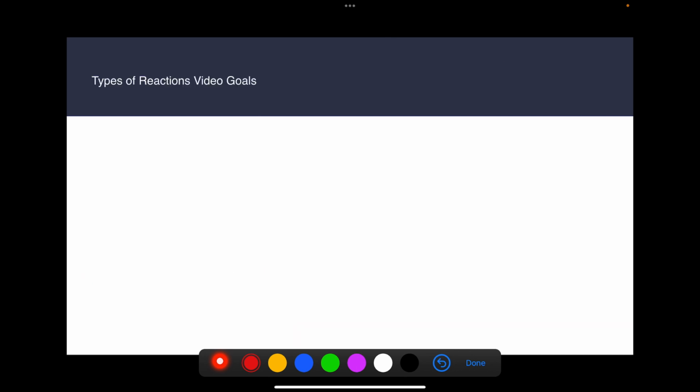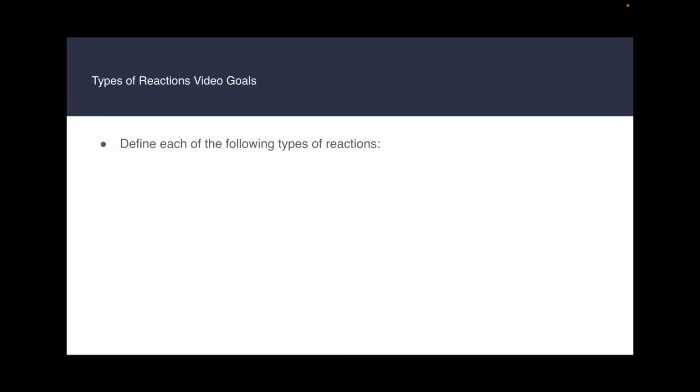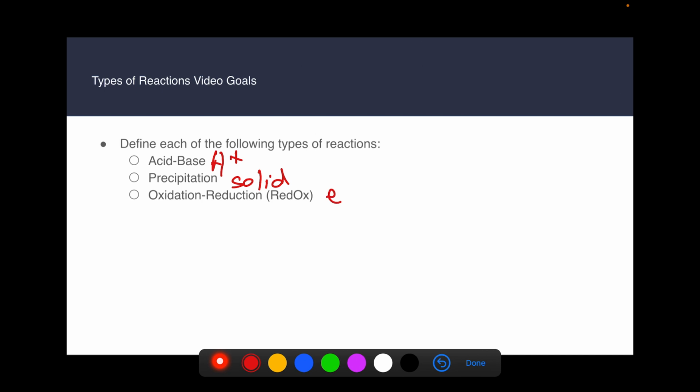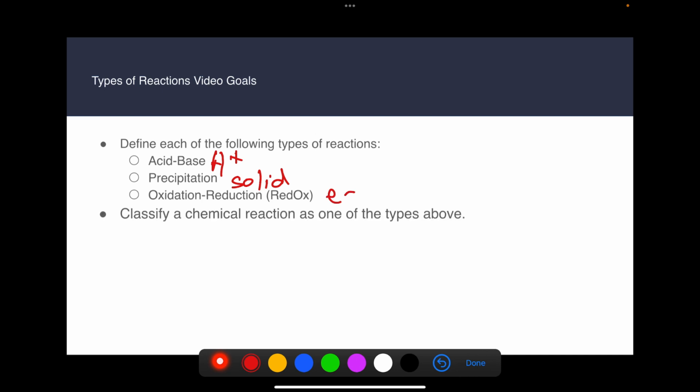That brings us to the end of this video. Let's review our goals. First, we learned to define 3 types of reactions: acid-base, in which one or more proton, or H+, is transferred; precipitation, in which a solid product is formed from aqueous reactants; and redox, or oxidation reduction, in which one or more electron is transferred. Then we looked at how to classify reactions as one of those 3 types.